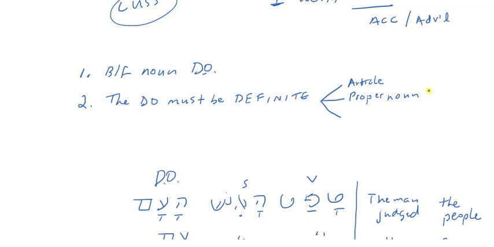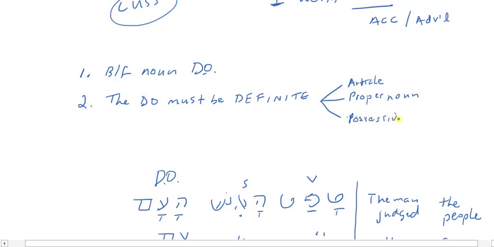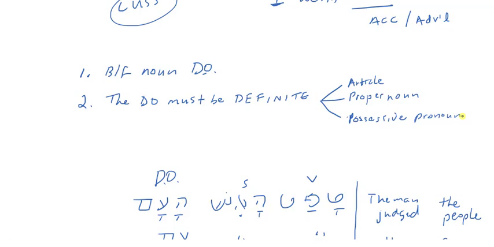And then last, if there is a possessive pronoun, and we don't know our pronouns yet, but if you have a possessive pronoun on a noun in Hebrew, that will also make it definite. So if I had said something like, he murdered his uncle, that's not any old uncle, is it? That is a specific uncle. And that would take the sign of the accusative because that direct object is a definite uncle. All right? Okay. Very good.